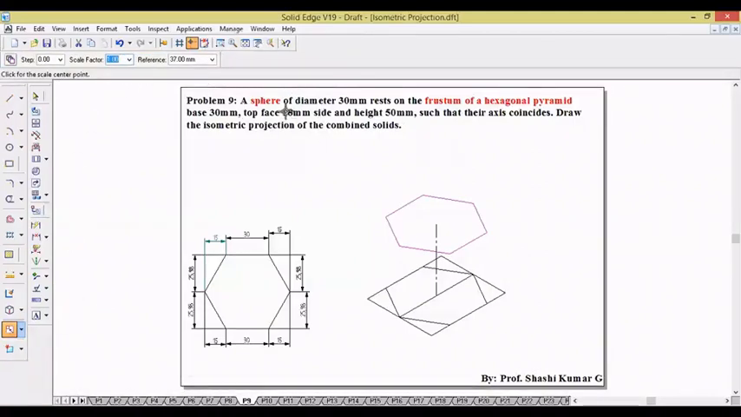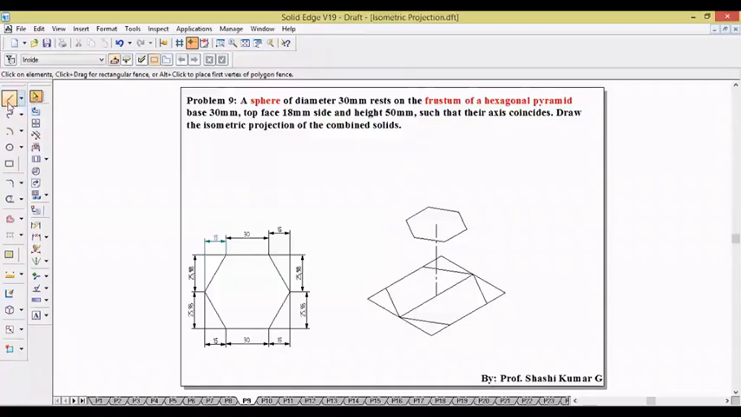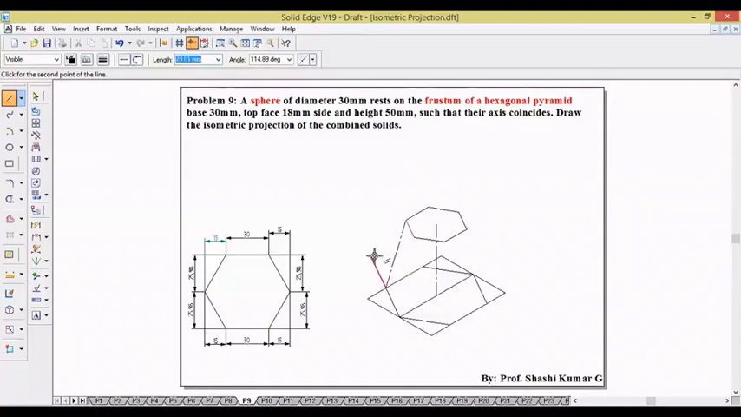The top face of the hexagon we need is 18. So 18 must be the numerator, divided by 30 as the denominator which we already have. So 18 divided by 30. Come back once again and click on the end point of the axis. So this is the top face of the hexagon, frustum of hexagon pyramid. Join the corresponding edges.